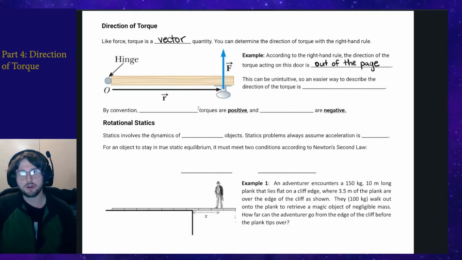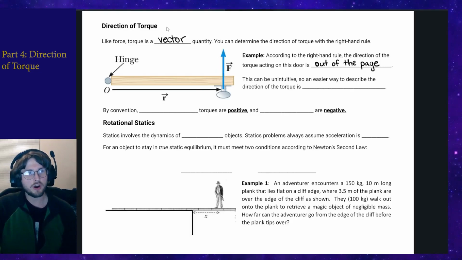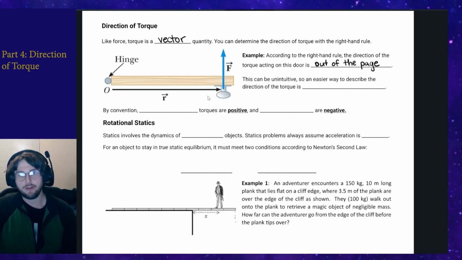Now that seems very counterintuitive, because you may be thinking, well, intuitively, this door is still rotating in the plane of the page. It's not like it's swinging out of the screen and shattering the glass. And you would be right. Part of the reason it's set up this way is because the direction of rotation can really be broken down into two different styles.